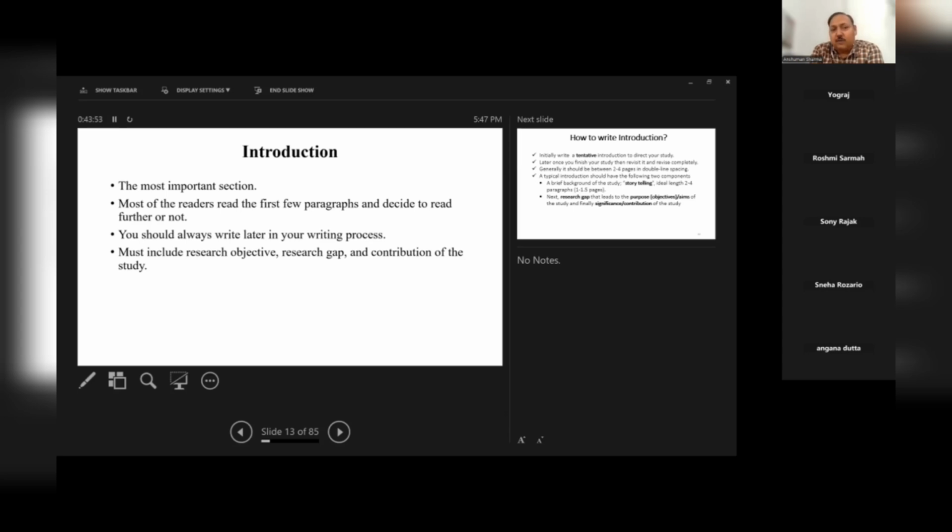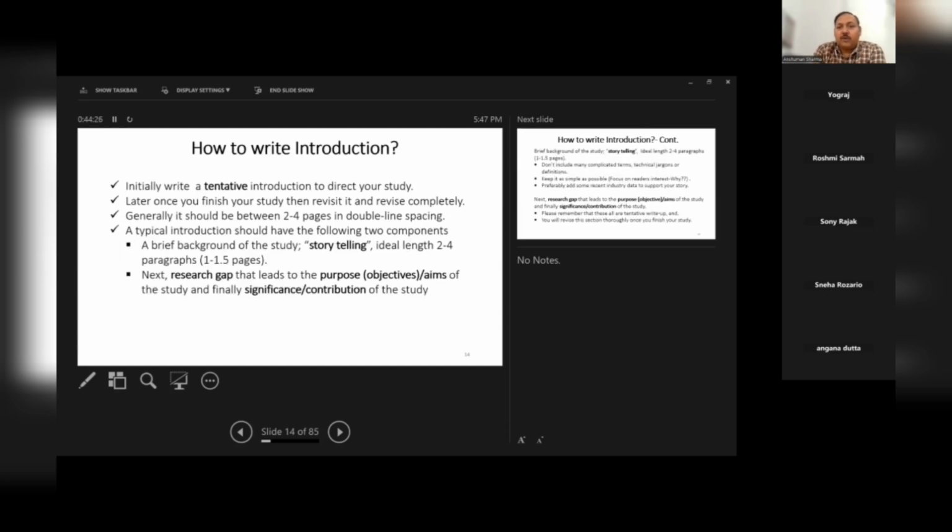Most readers read the first few paragraphs and decide whether to read further or not, so that's why it's very critical. You should always write it later in your research process. Initially you can create a draft and later you can write the full document. You must include the research objective, research gap, and contribution of the study. So when I started, I said that you have to write your research objective, research gap, and of course, contribution.